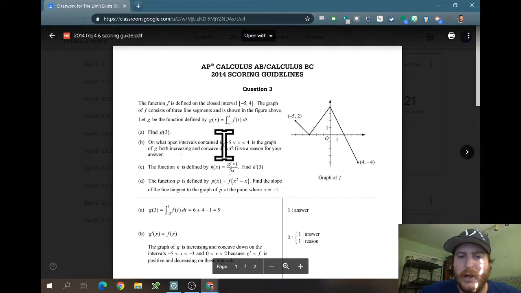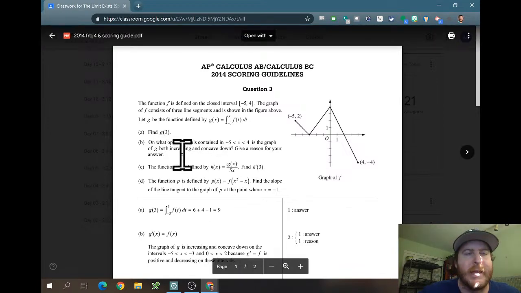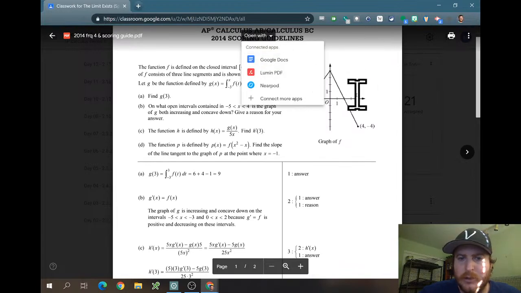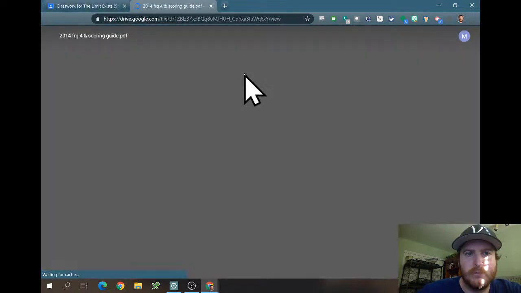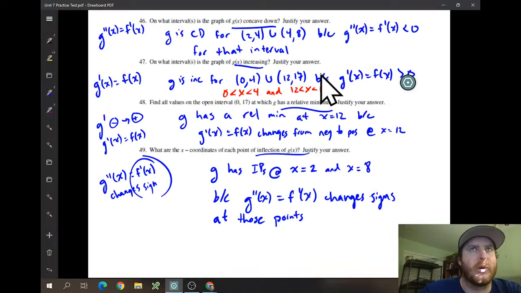Then B says, on what intervals is the graph both increasing and concave down? This one's a little bit tricky. Both increasing and concave down. So let me try to download this. There we go. Both increasing and concave down is not something we're used to, but if we do get it, we've got to be ready for it. So I would do them one at a time.